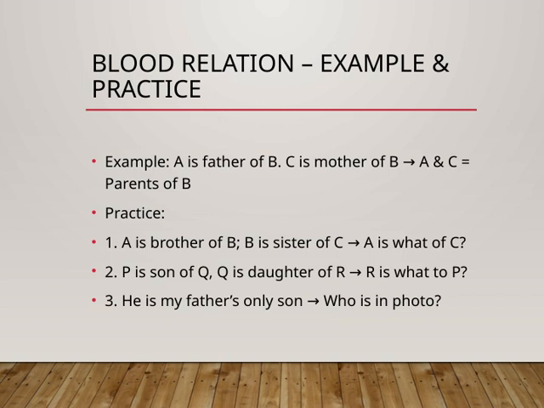Next, we have, P is the son of Q, and Q is the daughter of R. The question is, what is R's relation to P? Well, since Q is P's mother and Q is R's daughter, R must be P's grandfather or grandmother, depending on the gender. This kind of reasoning helps us understand the relationships clearly.